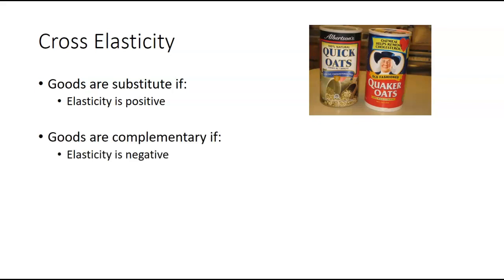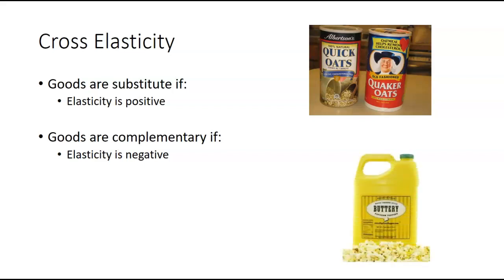Well, what if you get a negative? Then the two goods are complementary goods. This would be popcorn and popcorn butter. If the price of the popcorn decreased, well, you're probably going to buy more popcorn, and thus you're going to buy more popcorn butter along with it. And so you typically have that negative outcome. As the price goes down, there's an increase in demand for the complement good.